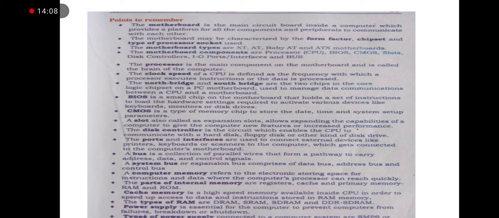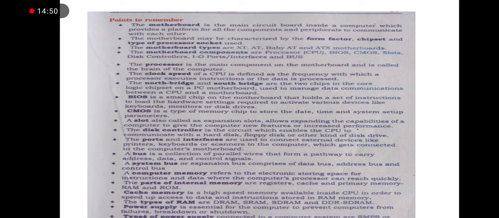So there may be a chance of a question asking what are the various components of the motherboard. There may be a question, what is a motherboard, and the types of the motherboard. Or a question may arise, what are the characteristics of the motherboard. So you have to say form factor, chipset and the type of processor socket. Next, the processor. What is processor? There may be a question.